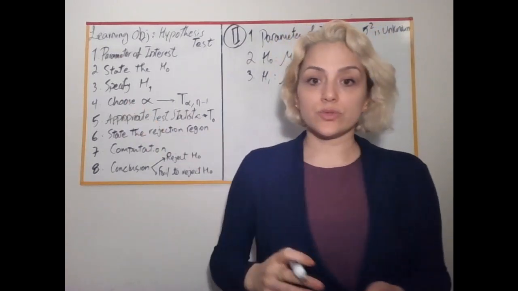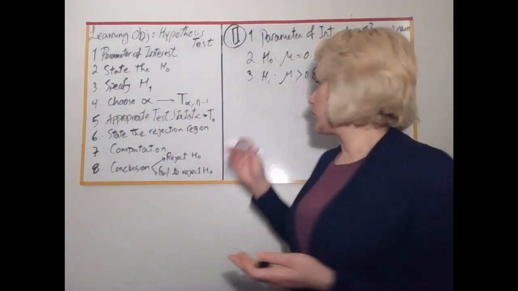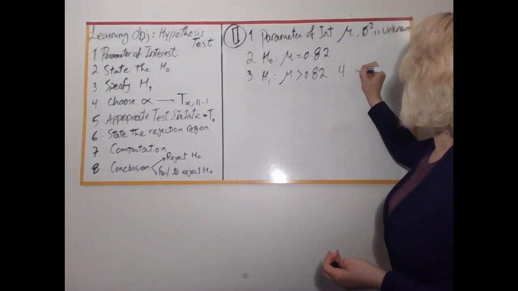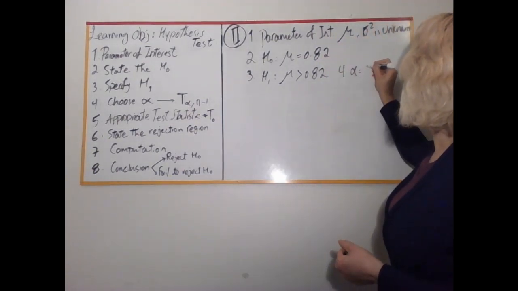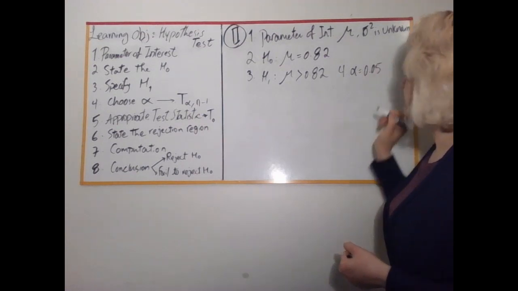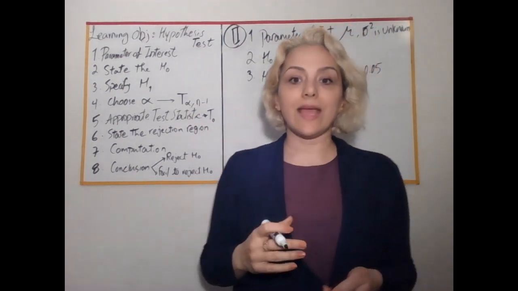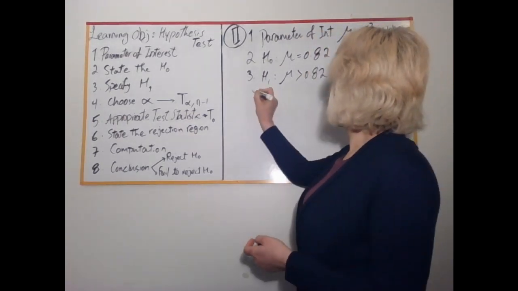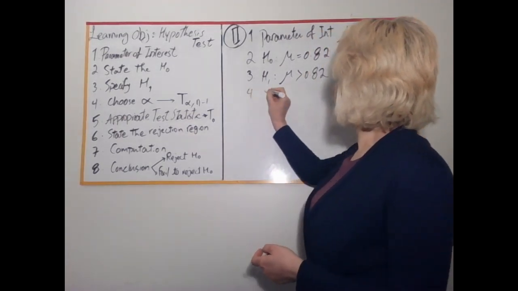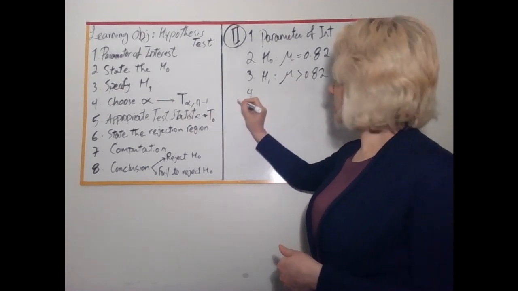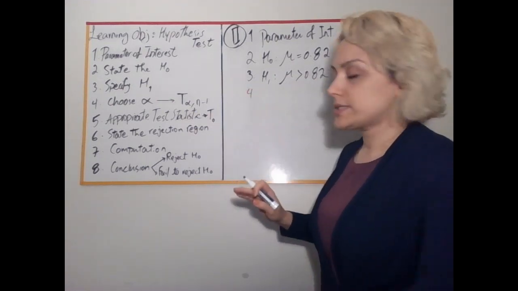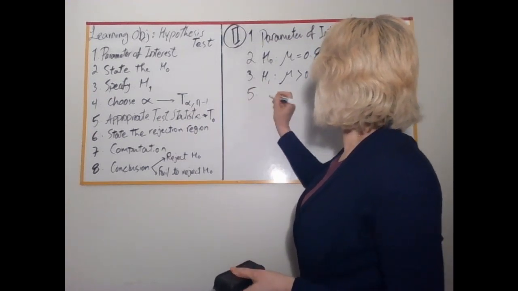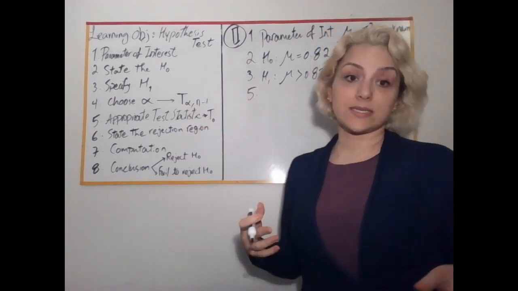Then it says to choose your alpha. So our alpha, I'm going to write it down here, is going to be equal to 5%, 0.05. And then in the next step, we want to write down our test statistic. So step number 5 is going to be my appropriate test statistic.